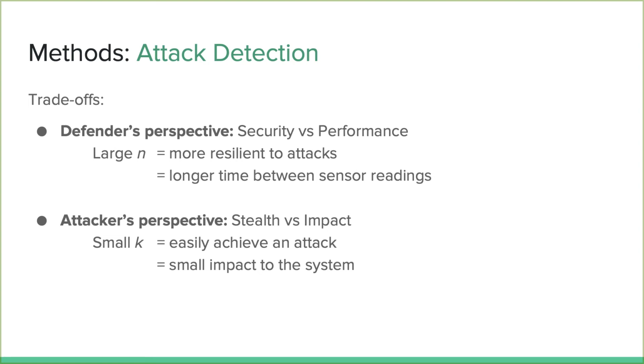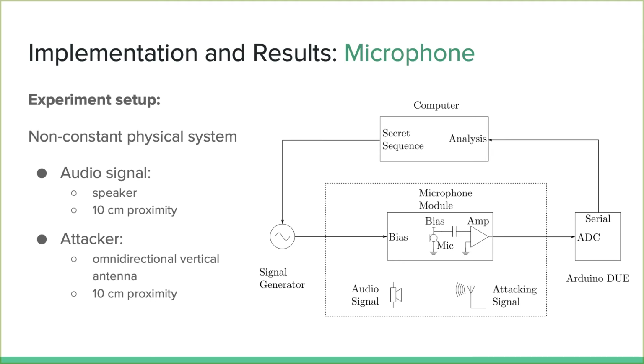For the attacker's perspective, we have a trade-off between stealth and impact. If the attacker chooses a small k, we can easily achieve an attack because we have more likelihood of getting one through undetected. However, we have a small impact to the system overall because we're not inserting as much electromagnetic interference into the system. So with all this in mind, I'm going to show two experiments which demonstrate this method for both the non-constant and constant physical case.